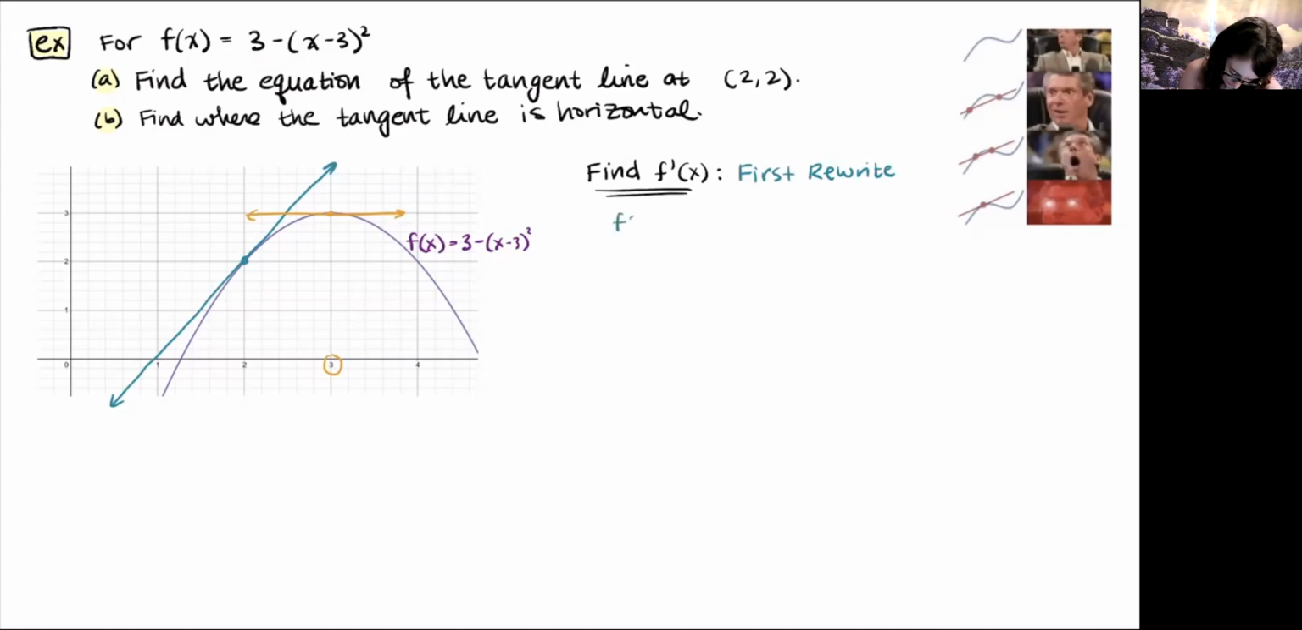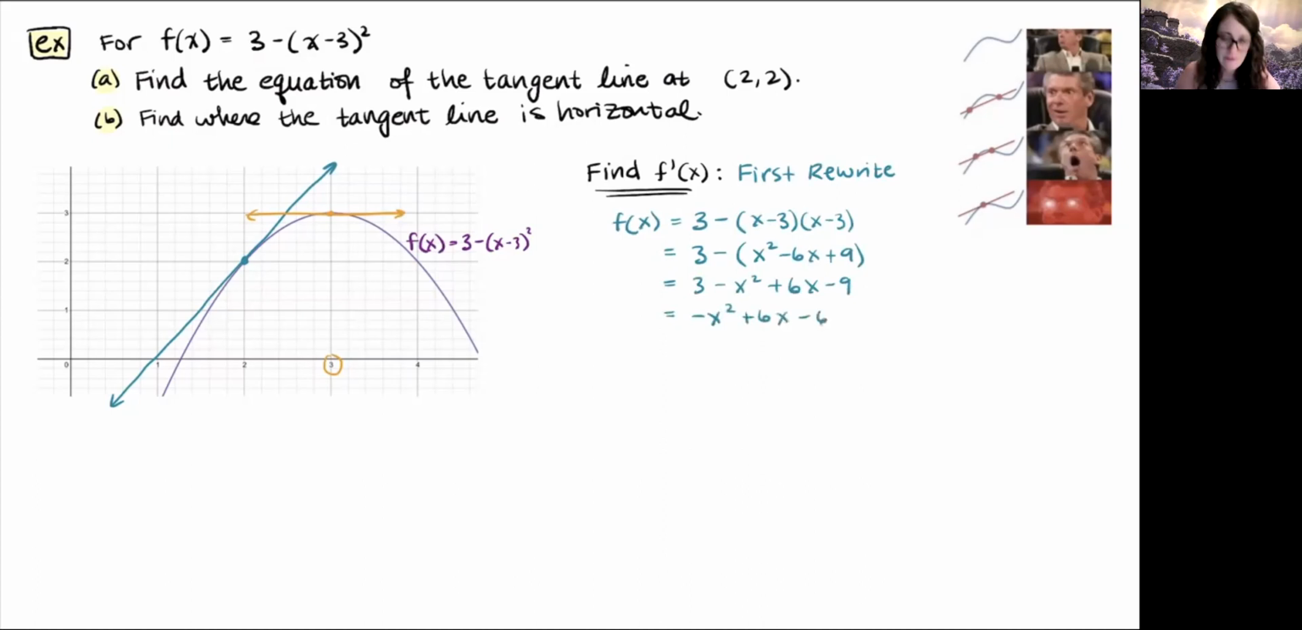Okay, so f of x. No derivative yet, just rewriting. I'm going to FOIL out this x minus 3. So it's x minus 3 times itself. So that's x squared minus 6x plus 9. We're subtracting all of that, so we have to distribute the minus sign. And then lastly, I think we can combine the 3 and the 9 together. 3 minus 9 gives us negative 6. So there's the polynomial that we're looking for. This one we can definitely differentiate, right? So let's find the derivative now.